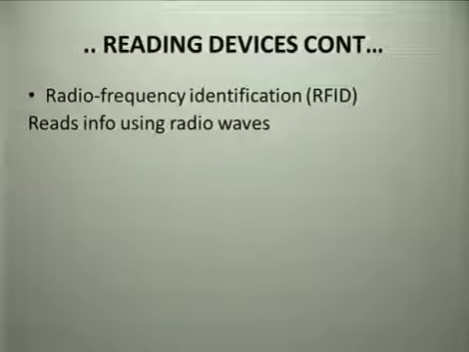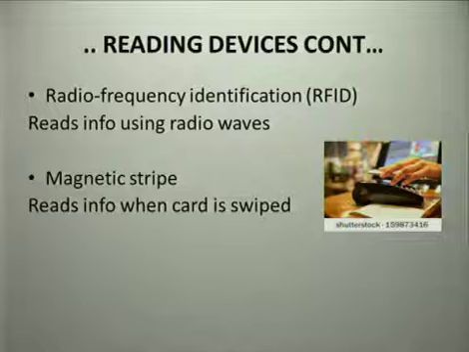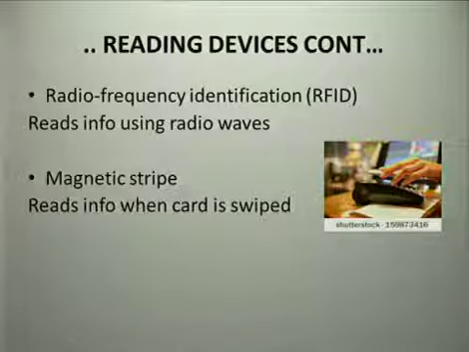Right, then continuing with these reading devices, we also have your radio frequency identification device. Now this device would read information using radio waves. Your RFID tags, you'd find them in a lot of places. For example, where you get your tag being scanned. Some cell phones would have an RFID tag where you would scan and then it would actually retrieve the information in the device.